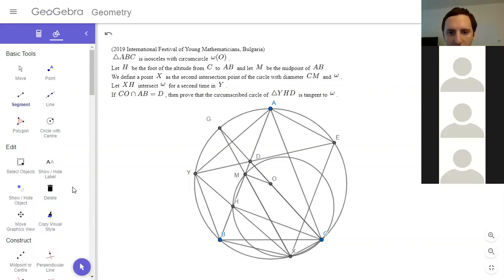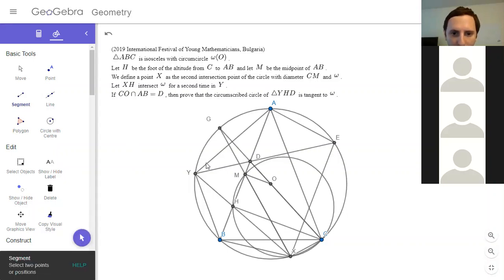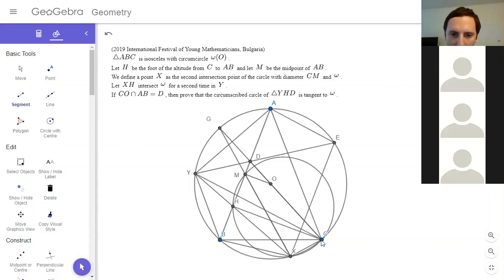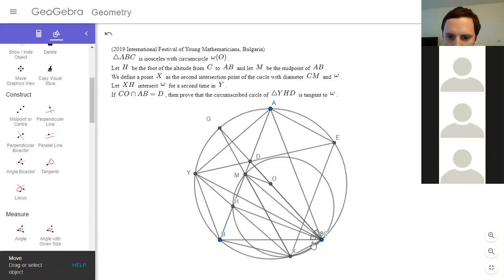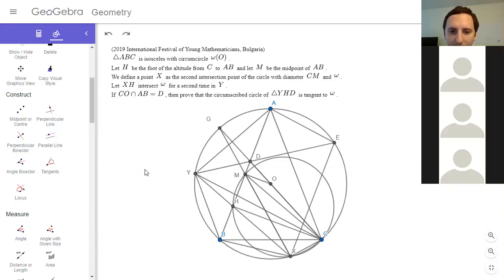Isn't CY the median of the triangle ABC? Is CY the median? It might be. I think so. I don't know why. I've gotten so bad with medians lately, but it's an important idea. So yeah, CY is the median. How do we prove that?